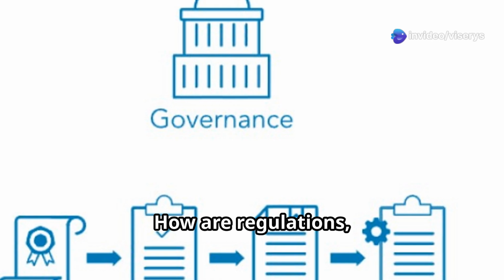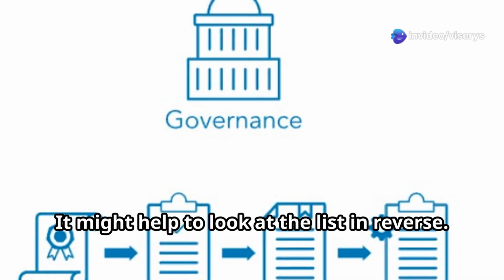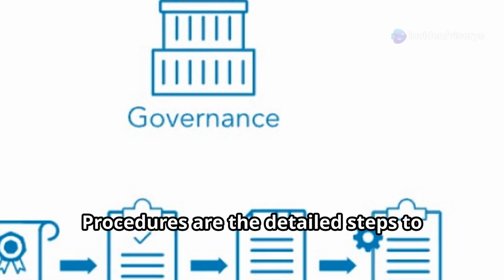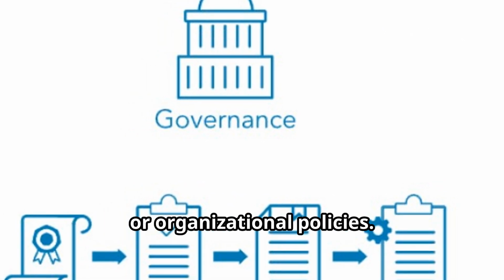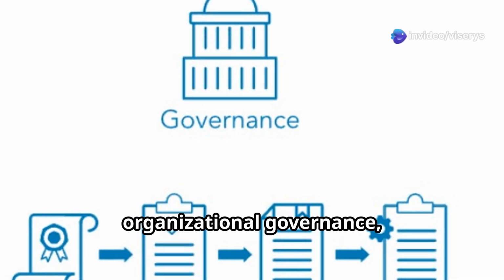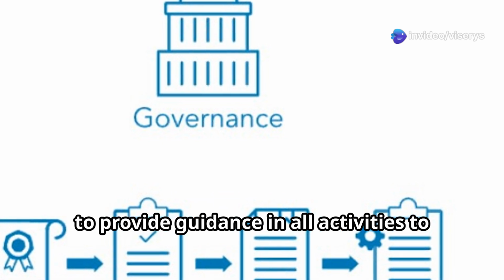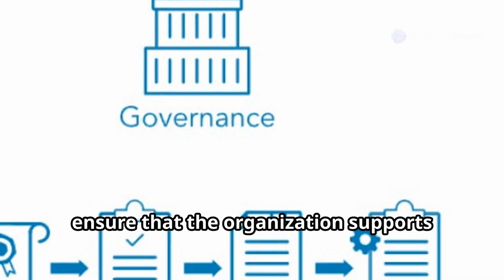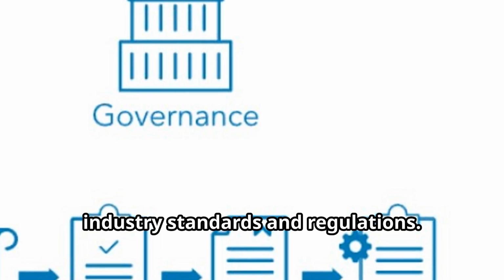How are regulations, standards, policies, and procedures related? It might help to look at the list in reverse. Procedures are the detailed steps to complete a task that support departmental or organizational policies. Policies are put in place by organizational governance, such as executive management, to provide guidance in all activities to ensure that the organization supports industry standards and regulations.